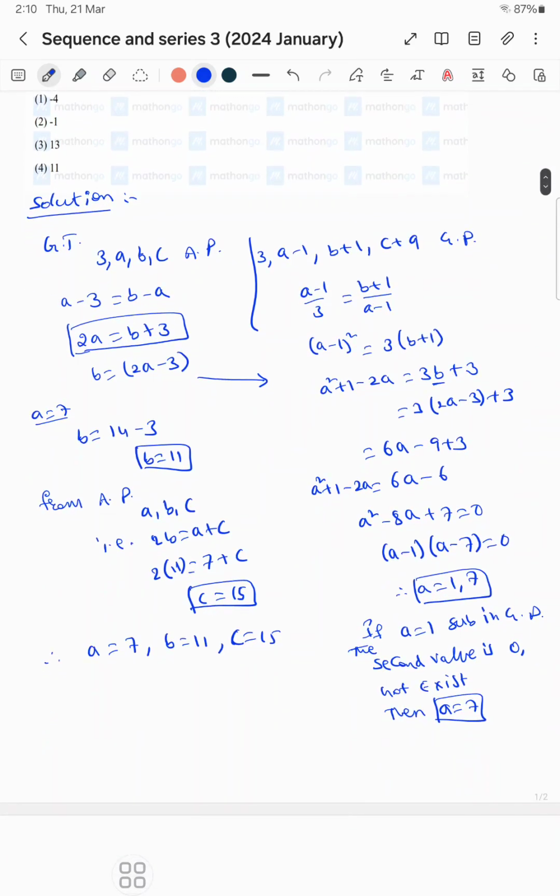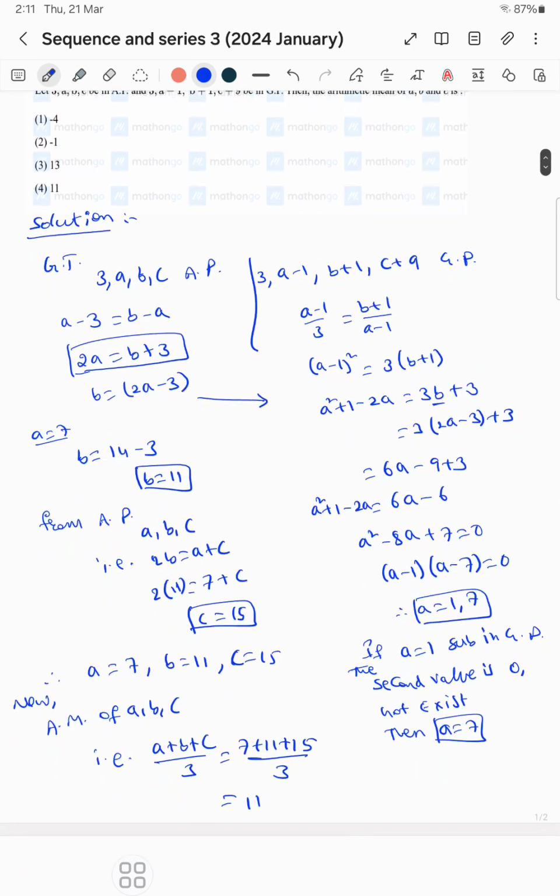Now we find the arithmetic mean of a, b, c. So that is a plus b plus c by 3. So 7 plus 11 plus 15 by 3. So here the value is 11. So that is the final value. So the result is D, the fourth option. The options are 11, 7, 18, 5, 23, 33. So the answer is the fourth option.